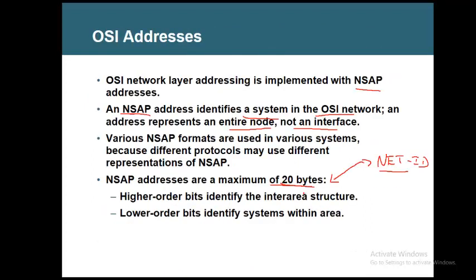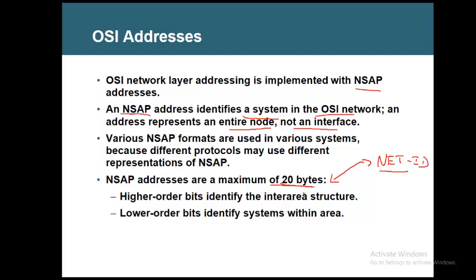And NSELECT is the network selector, the network service access point, used to identify the system in an OSI network. So you can have various NSAP formats. Now, here we see 20 bytes maximum, minimum 8 bytes, which is also called the NET ID.